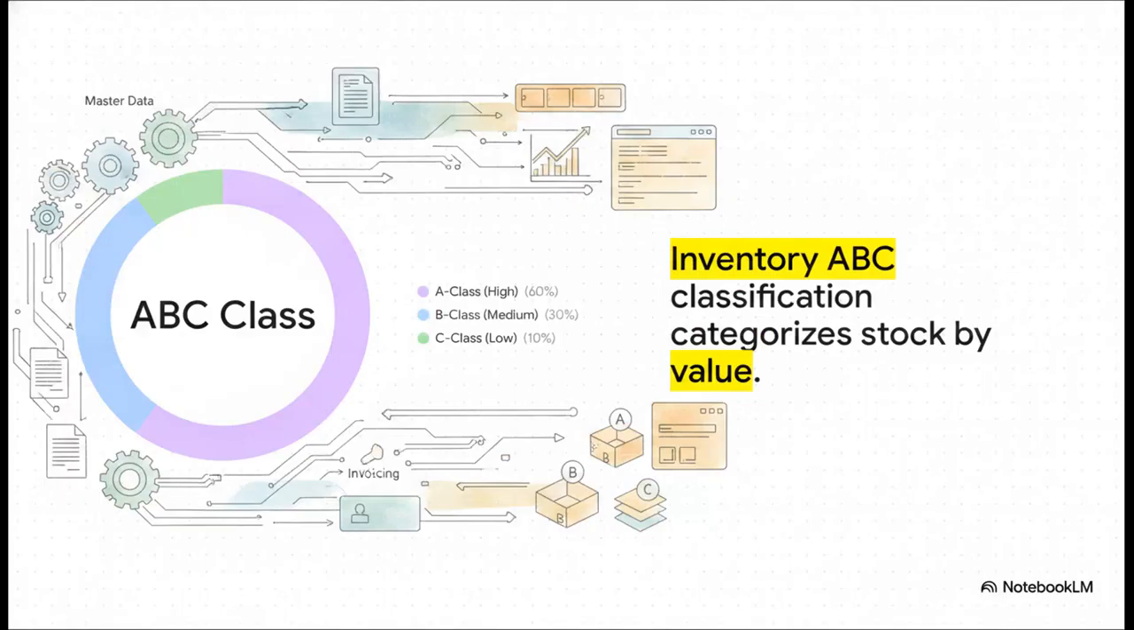Because we've kept up this pristine data hygiene all the way from master data to invoicing, it all feeds straight into the business value dashboard. The system can just automatically calculate these complex operational metrics for management, like this inventory ABC classification right here. It dynamically categorizes our stock into high, medium, and low-value segments based on real-time data. It's like having a constant pulse on your assets.